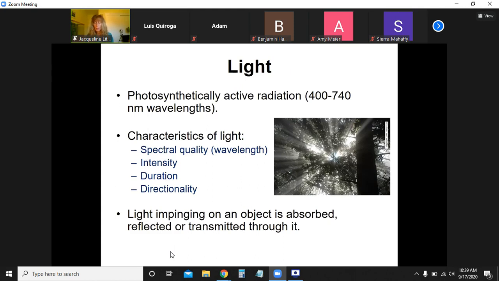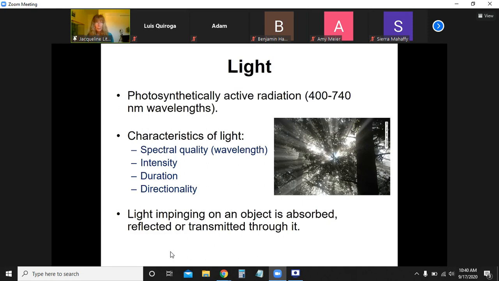So that spectral quality is one thing, but there's three other characteristics of light. There's the intensity, the duration, and the directionality. So intensity varies daily, seasonally, and with latitude. And it's influenced by, again, the angle at which the light is striking the surface. So it's going to depend on the altitude of the sun, which we talked about already at the start of the lecture. And then duration. This is seasonal, and it's a function of latitude. It has to do with the shortest daylight of the year at the winter solstice and the longest daylight at the summer solstice, at least in the northern hemisphere, right?